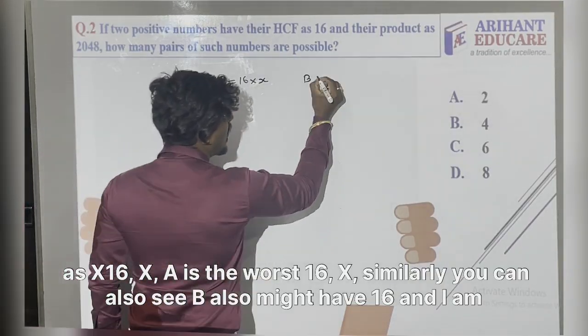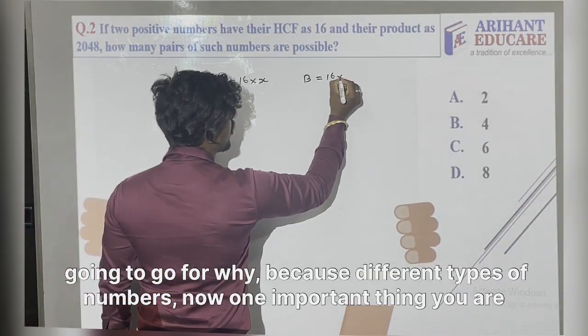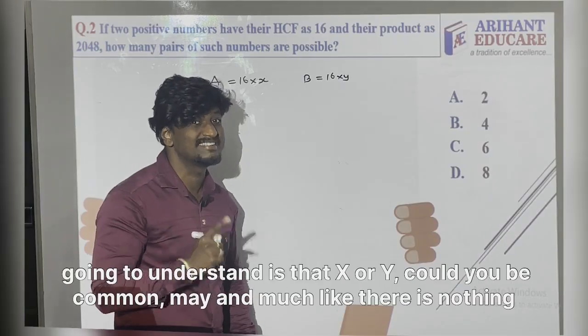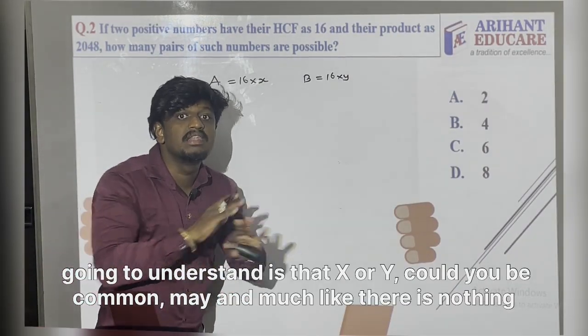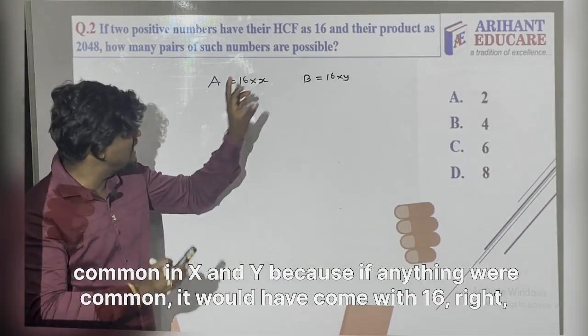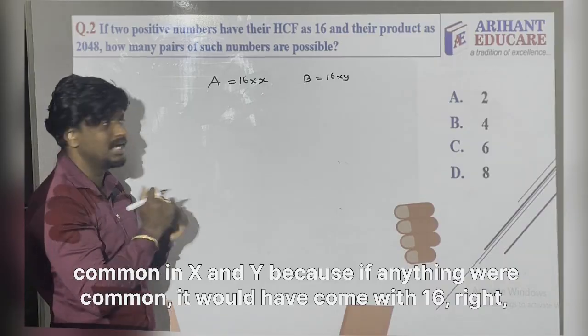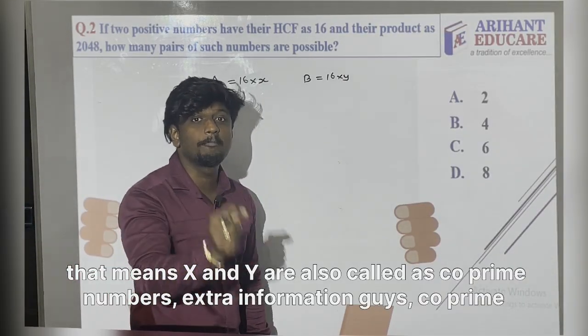Similarly, I can also say B also might have 16, and I'm going to go for Y because different set of numbers. Now, one important thing you have to understand is that X और Y में कुछ भी common नहीं है. मतलब there is nothing common in X and Y because if anything was common, it would have come with 16, right? That means X and Y are also called as co-prime numbers.